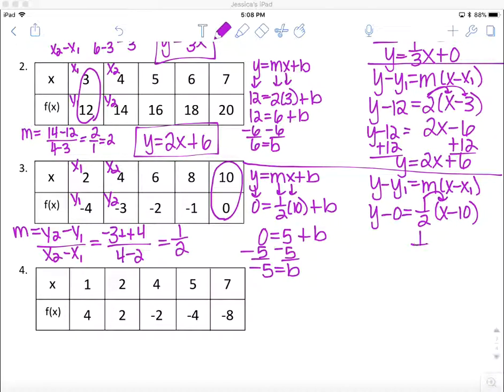1/2 times x is 1/2 x. 1/2 times negative 10 is negative 5. And adding 0 over is not going to change anything. So either method that I use, I get y equals 1/2 x minus 5.